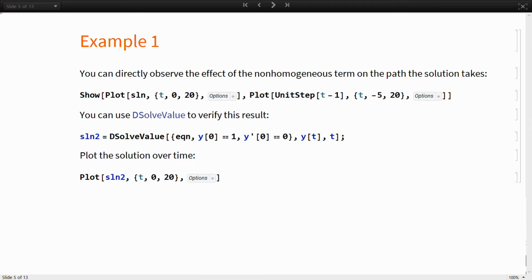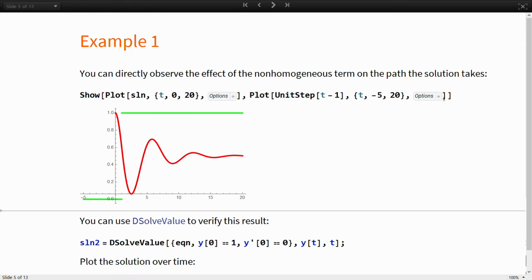We can observe the effect of the non-homogeneous term on the path the solution takes. The non-homogeneous term makes the first trough in the function a little more shallow, and causes the function to come to a non-zero equilibrium point. If the discontinuous term were not there, the first trough would occur at a negative value, and the solution would come to an equilibrium point at large values of t near 0.